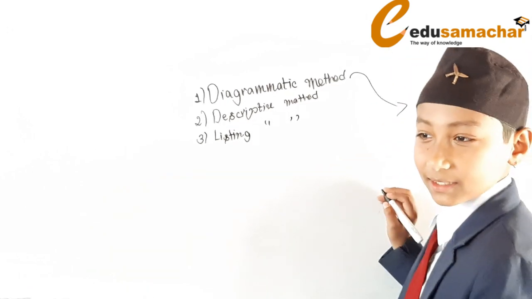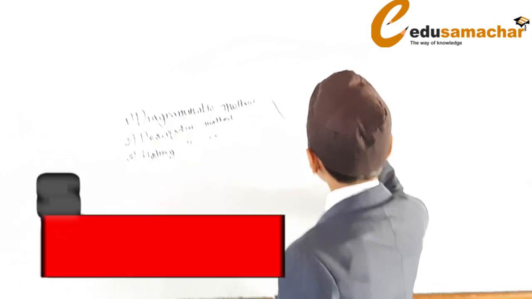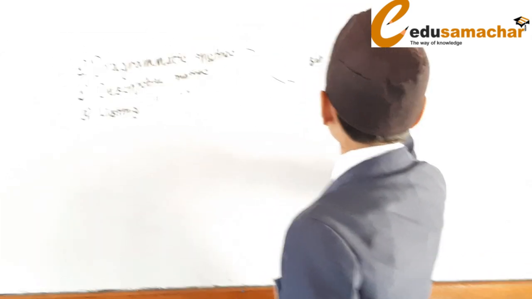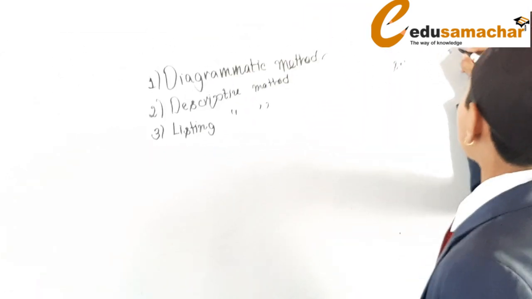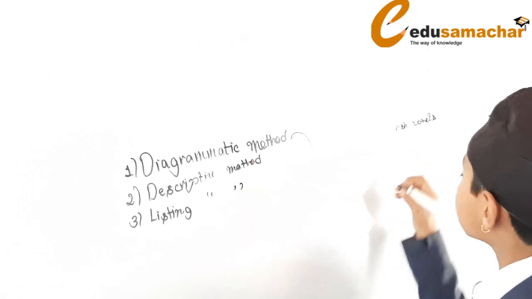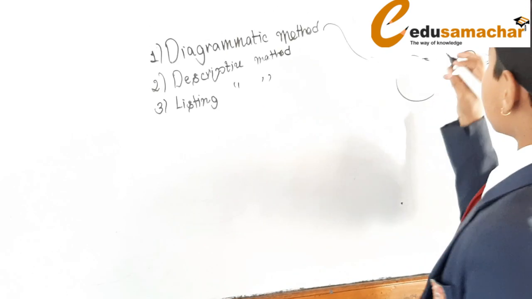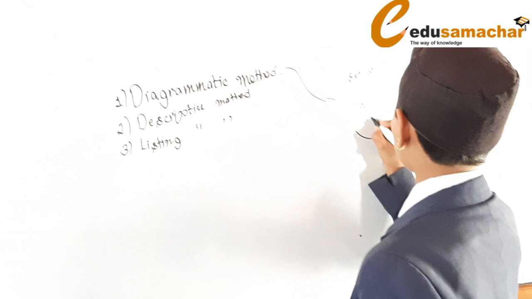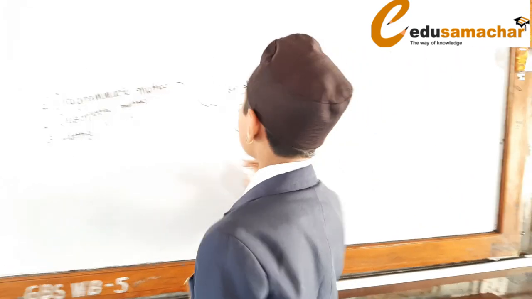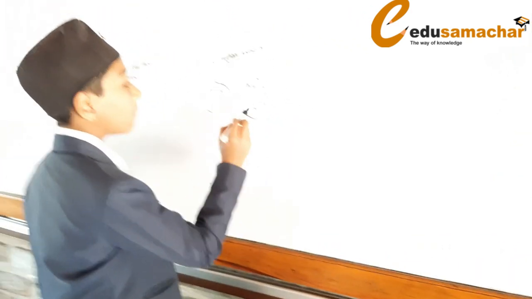In this diagrammatic method, if the question is asking like this, you should make a circle first. I'm making a circle for the set of English vowels: A, E, I, O, U. In this, this part is correct because you should not keep it blank.